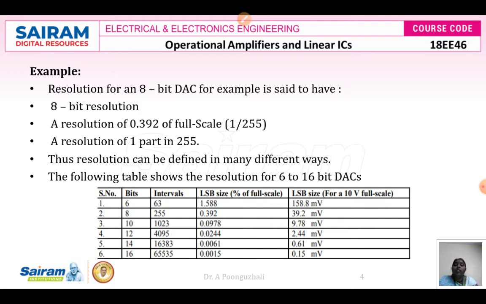Similarly for 8 bits it is going to be 39.2 millivolts. For 10 bits, it is going to be 2 power 10 is 1024, minus 1 is 1023. So 1 by 1023 is nothing but 0.0978 volts. If I am going to convert it into millivolts, it is going to be 9.78 millivolts. Here for 16 bit it is going to be 65,535.